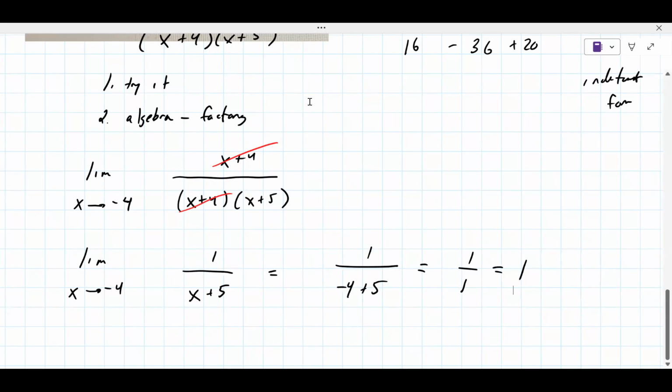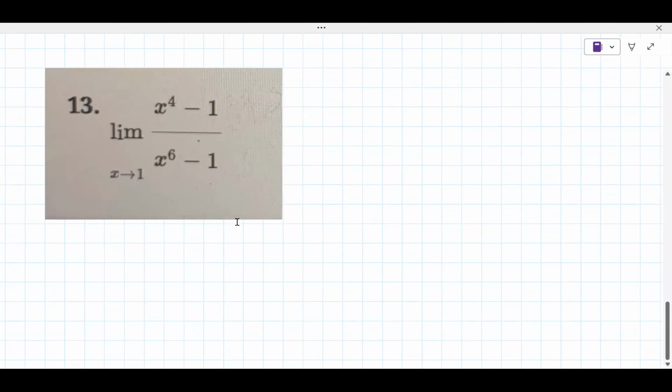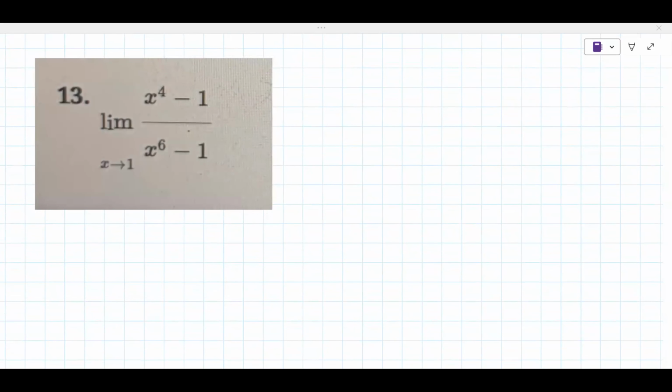Any questions on that? All right, so number 13 here. I want you to try 1 and tell me what happens. I get undefined. Yeah, you get 0/0, but the issue is the bottom one. You try it, it doesn't work. Division by 0, you can't do. That's the problem. So now you've got to factor.